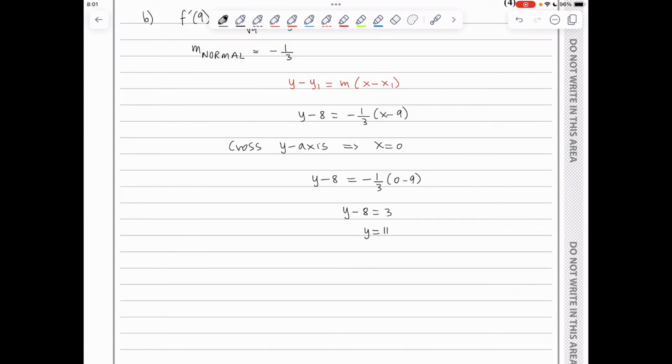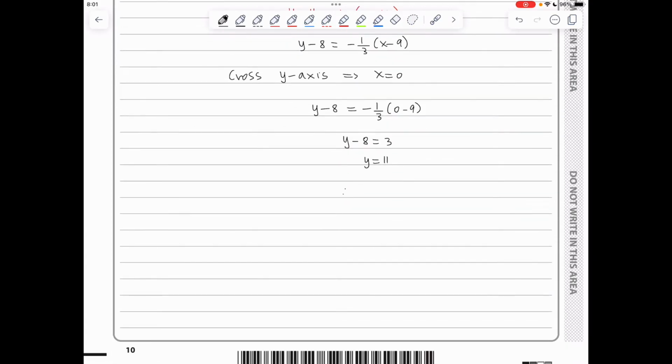We were asked to find the coordinates of the point, and therefore this point has coordinates 0, 11.